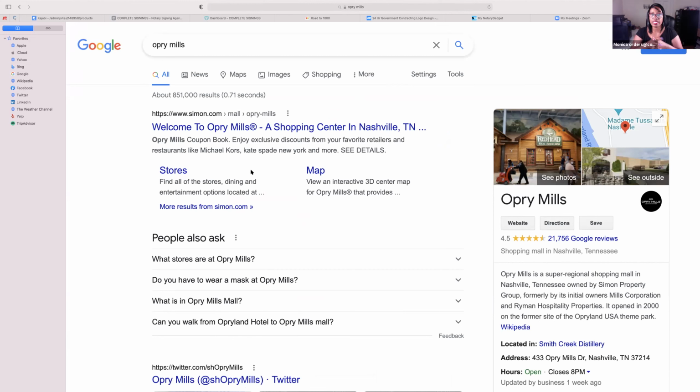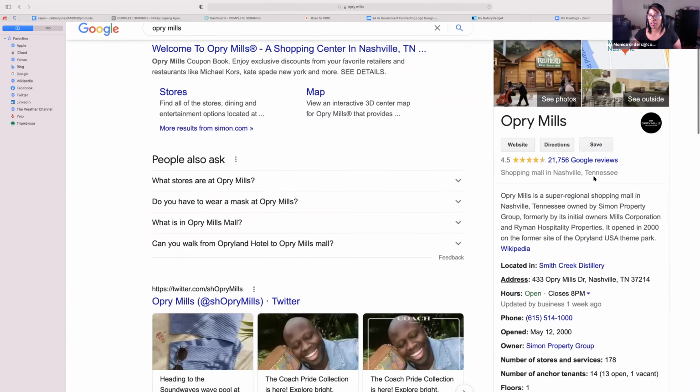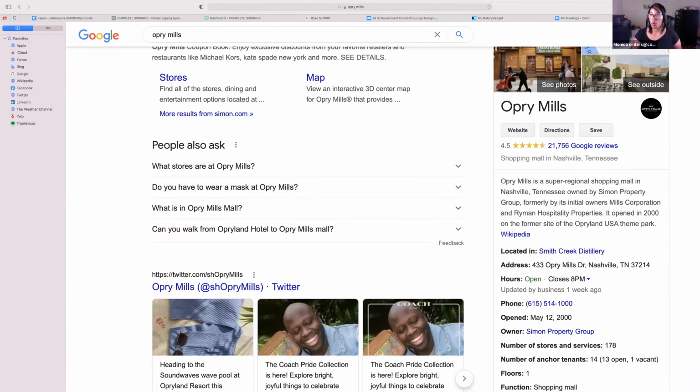That would be included in some additional mileage pricing. You would have to call me to figure out what I would charge you if I went beyond the Opry Mills address. So once you come up with your point of reference, you go get that address, and it's 433 Opry Mills Drive for me in Nashville.